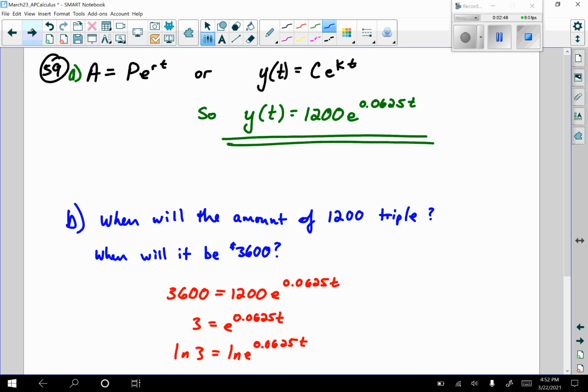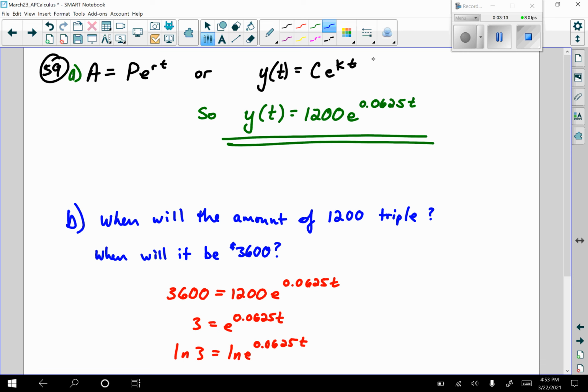All right, so for number 59, it says suppose $1,200 is invested in an account that pays 6.25% interest compounded continuously. So that means we can either start with the A equals P times e to the rt function, or y of t is equal to c times e to the kt. Either way, you still have to state the initial formula that you're using before you substitute the values in.